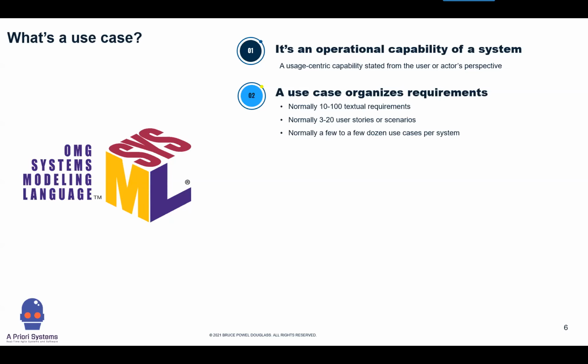So have 10 to 100 requirements. If I talk about user stories or scenarios, anywhere from at least 3 up to a maximum of maybe 20, 25 interactions to support that. And for most systems, you'll have anywhere from a few to a few dozen use cases. We'll talk about use case size in just a little bit.